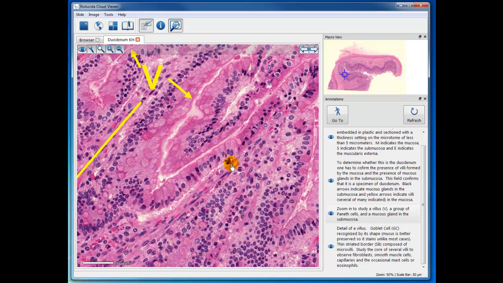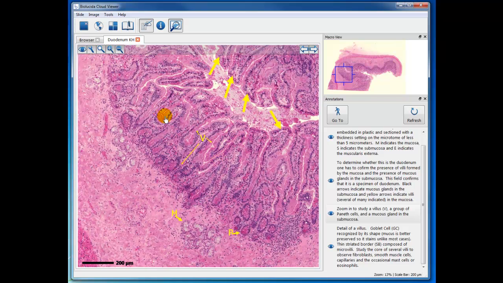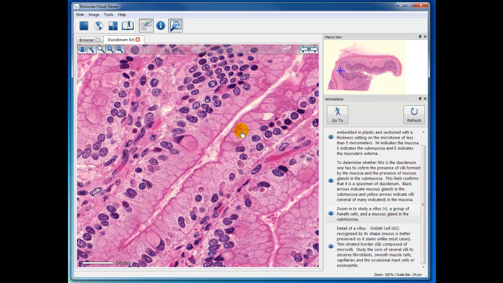lamina propria. Now here's another area where you can see a goblet cell, and you can see the striated border that is red and staining intensely because of the high density of microvilli. This is a goblet cell. Ordinarily they look empty, and you're going to see one of those in the colon specimen. We're going to look at it in a minute.